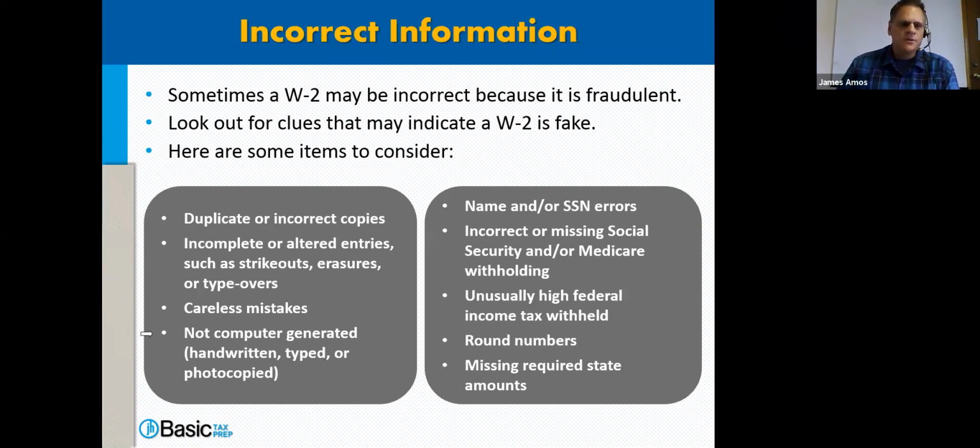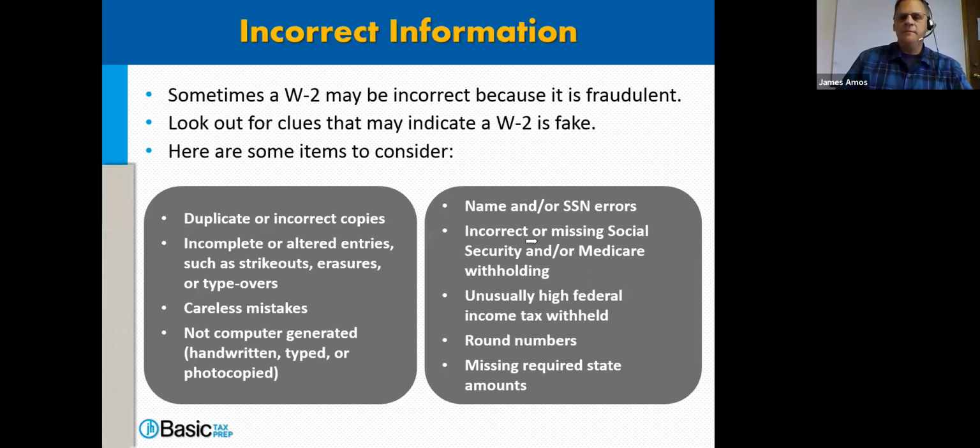Not computer generated. In other words, it's handwritten or typed or photocopied. But keep in mind, a small employer might be doing handwritten. That's why these are not always absolute proof that it's fraud. That's why you just check these things out. Name or social security number errors could be a sign of fraud. Missing social security or Medicare withholding, or the amounts are incorrect.